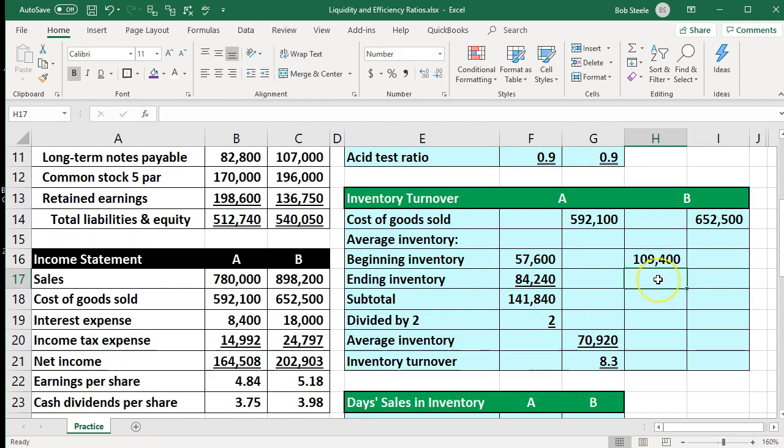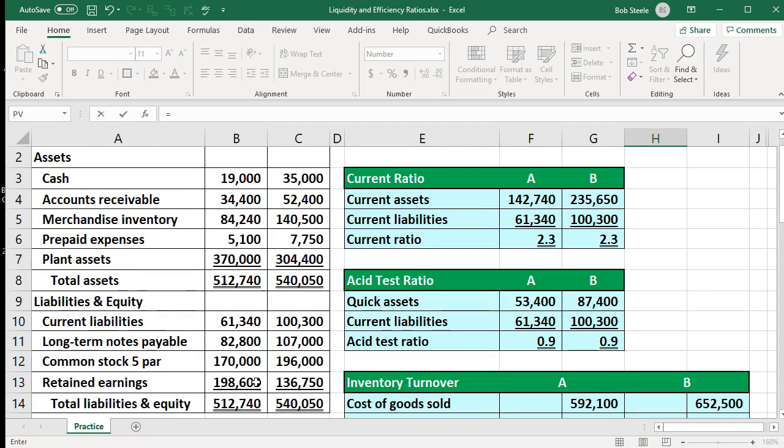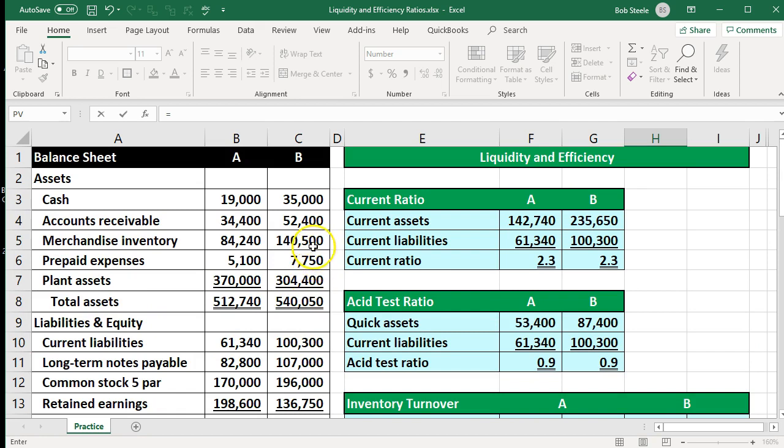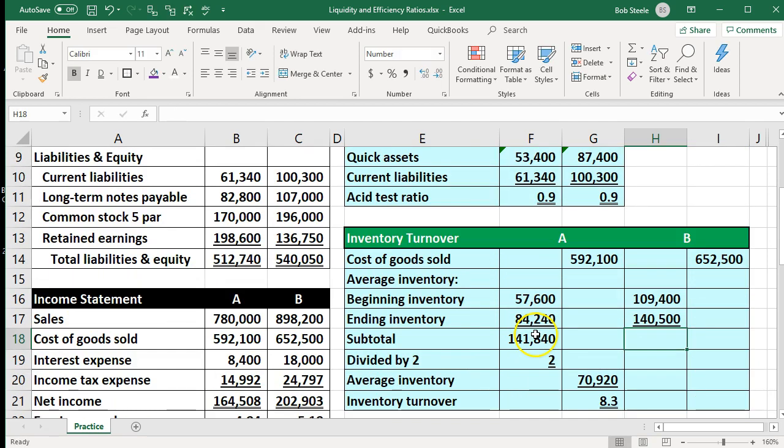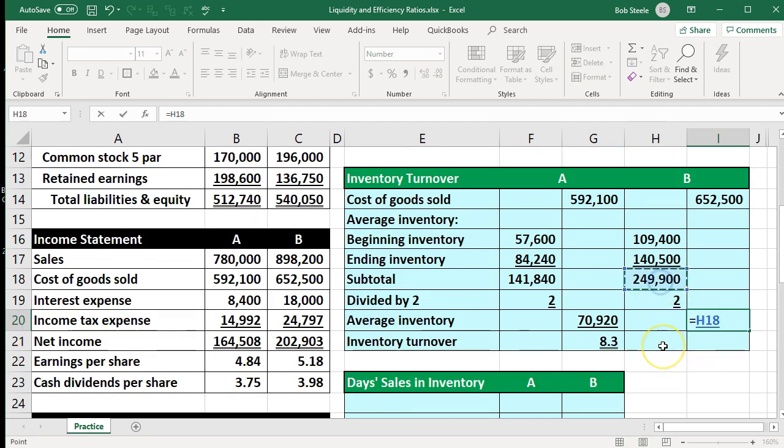Then we want the ending inventory, which is on our current financial statements, because the current financial statements are as of the end of the time period. That's going to be the 140,500. We're going to add those up, which gives us the 249,900. Then we'll simply divide by 2 to get the average. Actually, I put the 2 over here. Divide by 2, and then we'll say this is equal to the 249,900 divided by 2, and that's going to give us the 124,950.